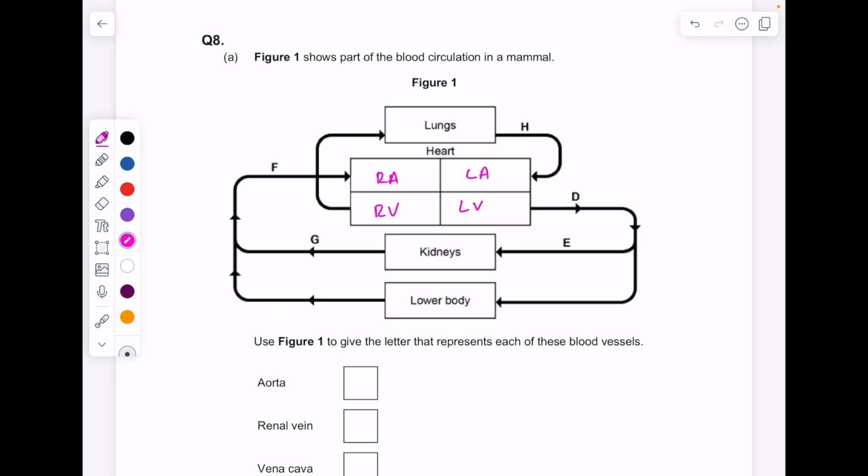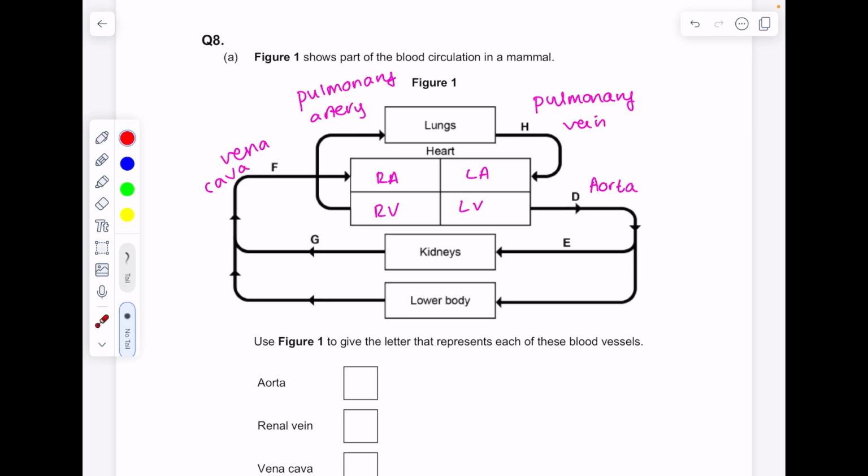The blood vessels carrying blood away from the heart are always arteries. The left side of the heart is oxygenated. That means vessel D is the aorta. Whereas coming up here, you're going to have the pulmonary artery taking deoxygenated blood to the lungs. The pulmonary vein supplies oxygenated blood to the heart, and the vena cava over here takes deoxygenated blood to the heart.